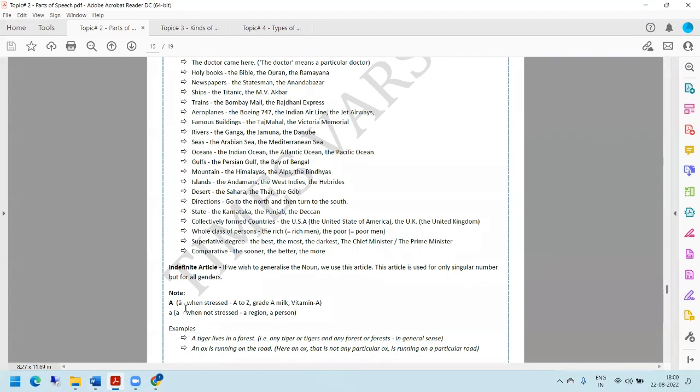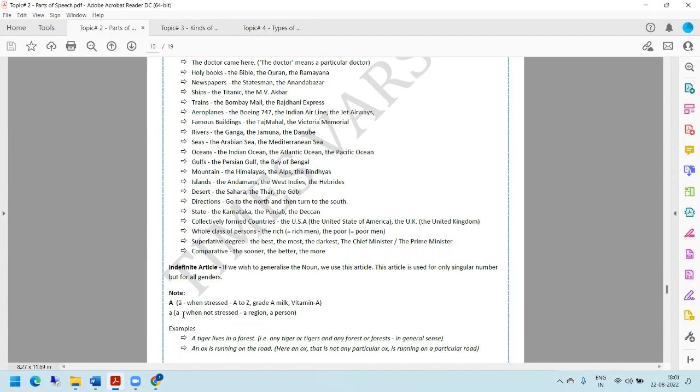Okay, so "ay" when stressed, A to Z, meaning if we are talking about alphabets, then it should be "ay". If we talk about class A, class B, class C, right, section A, section B, then it is okay, "ay", because that is the alphabet. It should be "ay" when stressed, A to Z, right? Grade A milk, vitamin A, section A, right, like this.